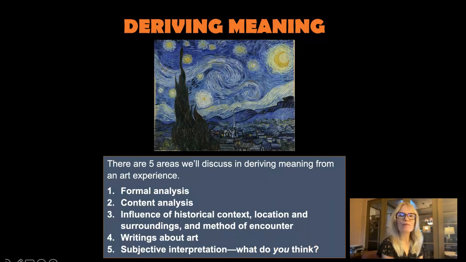Hey everybody, welcome back. We are on to the topic of deriving meaning in art. I've already mentioned on our content page the 5 areas we'll discuss in deriving meaning from an art experience. They include formal analysis, content analysis, influence of historical context, location and surroundings, and method of encounter.